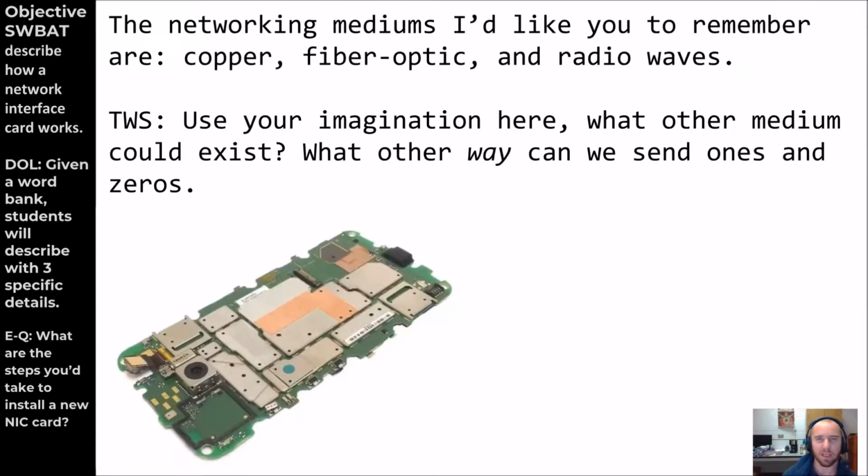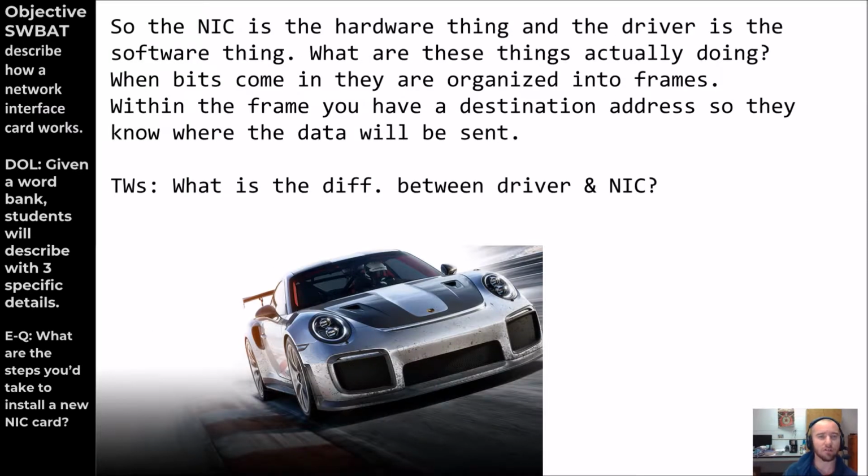So the networking mediums I'd like you to remember are copper, fiber optic, and radio waves. These are the big ones for network interface cards. And your Think Write Share here is use your imagination. What other mediums could exist, and what other way can we send ones and zeros? I'm asking for a little creativity there. So the NIC is the hardware thing, and the driver is the software thing. You need a driver to make the NIC work.